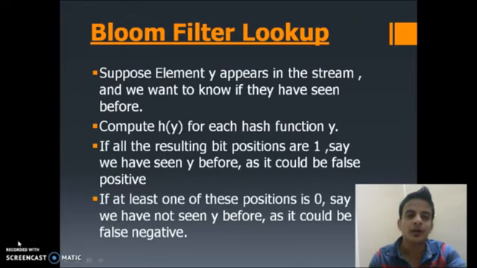What is a Bloom filter lookup? Suppose element y appears in the stream and we want to know whether it has already been seen before. We compute h(y) for each hash function, where y is represented in binary. If all the resulting bit positions are 1, then we conclude that y has already been seen, though it could be a false positive. If at least one of these positions is 0, then we say that y has not been seen before, and there is no false negative.